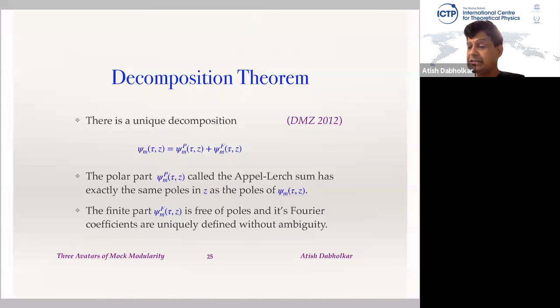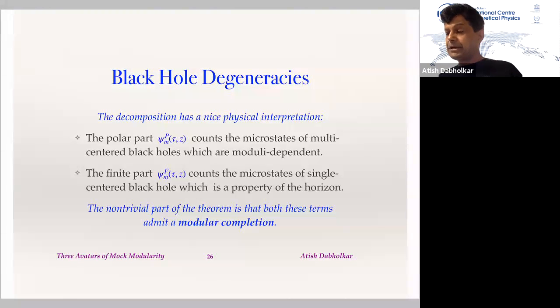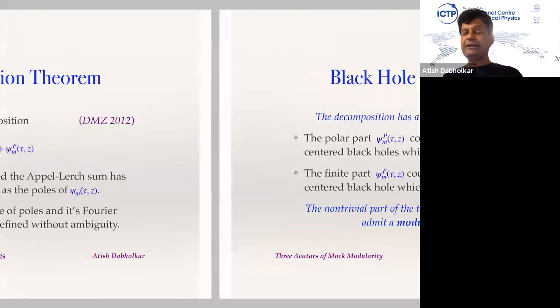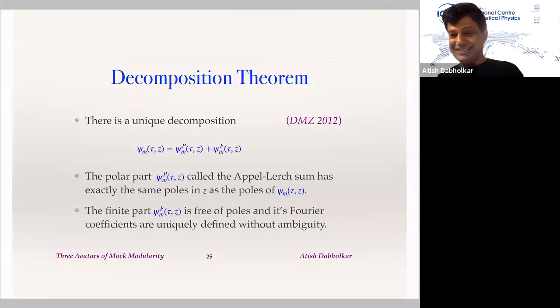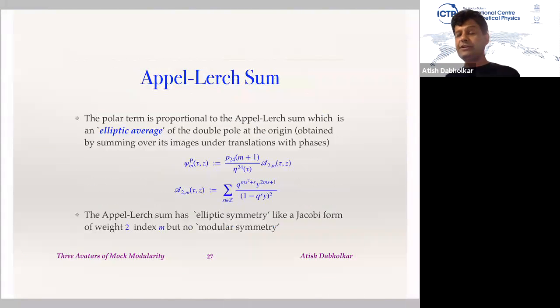And so we know that for single-centered black holes, we should have uniquely determined Fourier coefficients. The decomposition has a nice physical interpretation. The polar part counts the microstates of multi-centered black holes, which are moduli dependent. The finite part counts the microstates of single-centered black holes, which is a property of the horizon. It's completely consistent with your physics intuition. And the non-trivial part, of course, you can always split any function into two functions. That's not a big deal. The non-trivial part of this theorem is that both these terms actually admit a modular completion. And that will bring us into the world of modular forms.